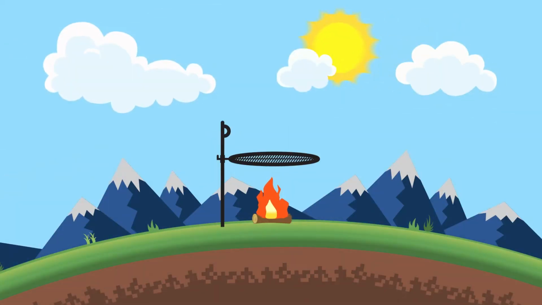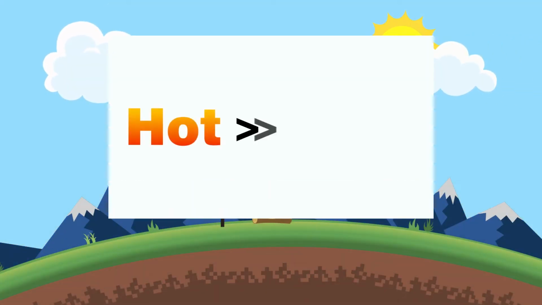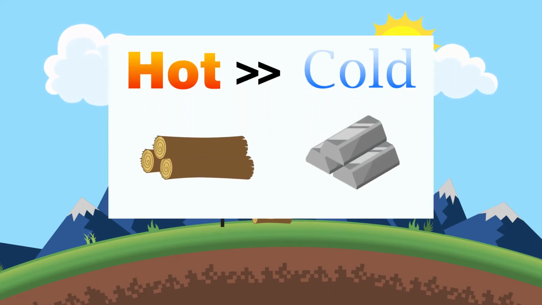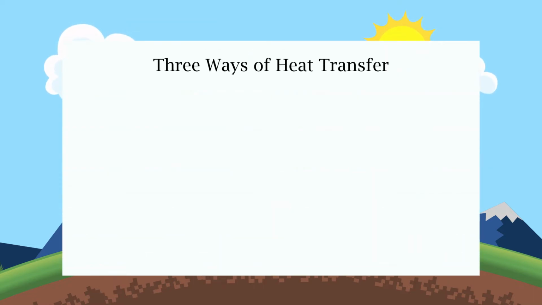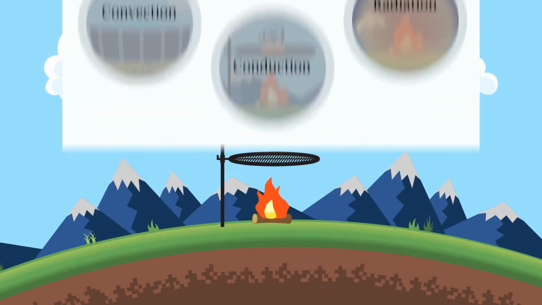Heat transfer happens to us all the time, every day. It always moves from hot objects to colder ones and is impacted by some materials more than others. In this lesson, you'll explore 3 ways heat transfers in our environment: conduction, convection, and radiation.